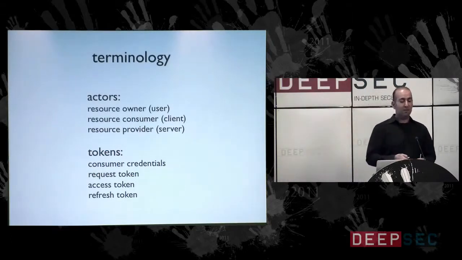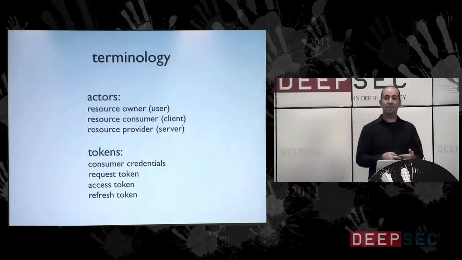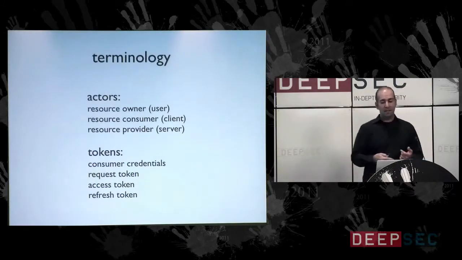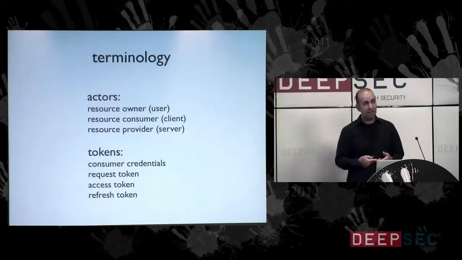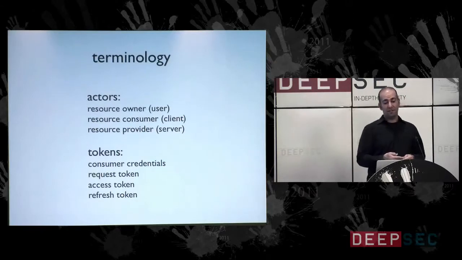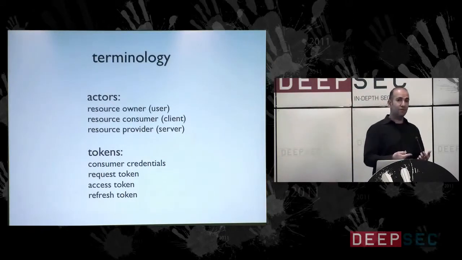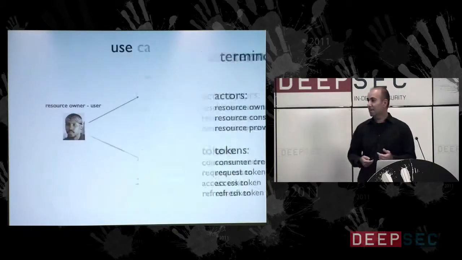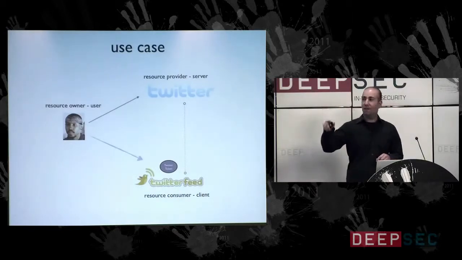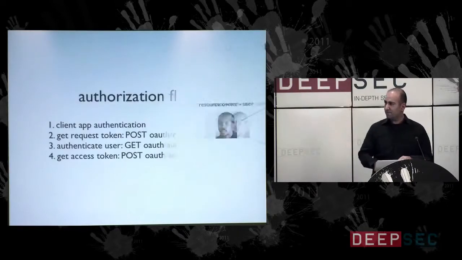We have consumer credentials, which are a set of consumer key and secret that are used by the third-party client application to authenticate itself to the server. We have request tokens and access tokens that act like a user ID and password. And we have refresh tokens. So access tokens are short-lived, and refresh tokens are long-lived and are used to refresh the access tokens. So applying this terminology to the typical flow, we have the user, which is Avon. We have a server, which is Twitter. And then we have a client, which is Twitter feed.